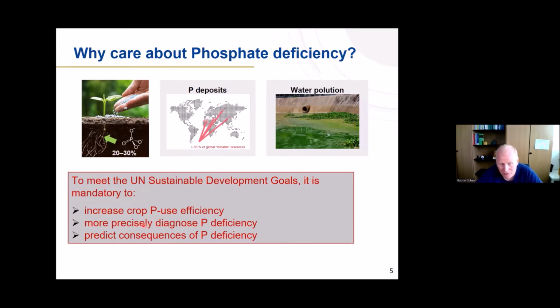Plant breeders should increase crop P use efficiency, but we should also be able to more precisely diagnose P deficiency and then predict the consequences of P deficiency, to basically allow management decisions that will reduce the input of fertilizer and the depletion of natural resources.